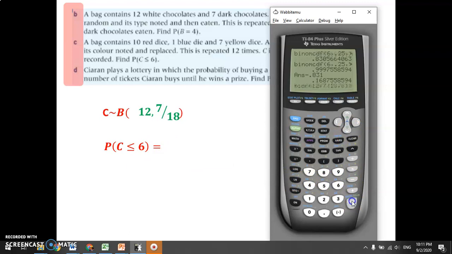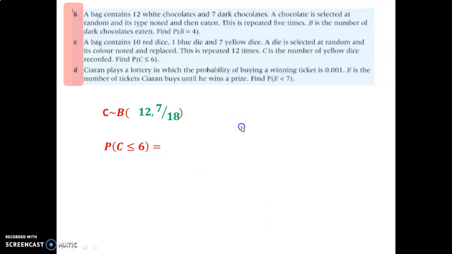Enter, enter again. We have a probability of 0.86. Wow, that's very high, 86%. Let's see if that matches. Yep, 0.86 right there. Very strong chance of getting 6 or fewer yellow dice when you run this experiment 12 times. Great, okay, so try D now.